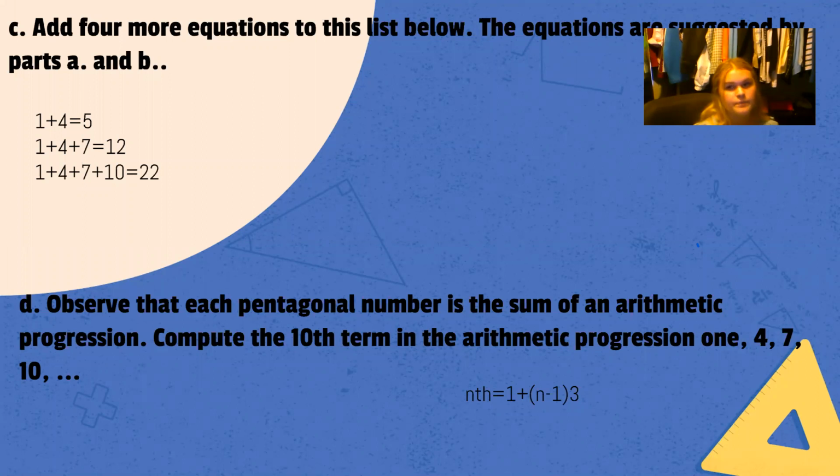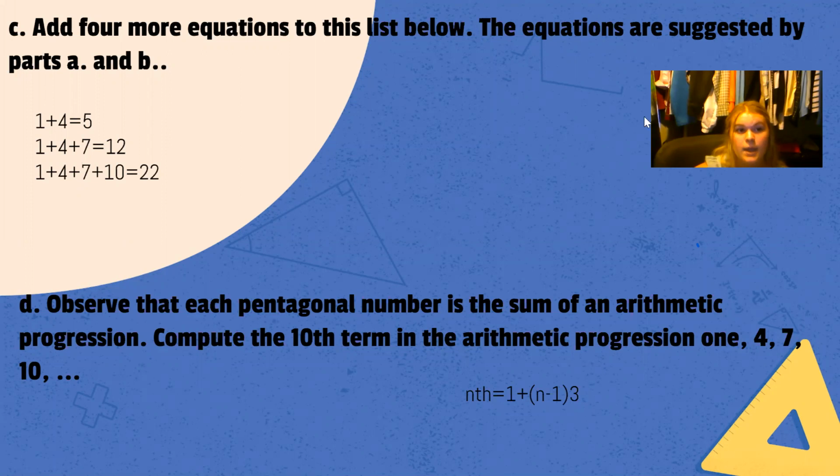Alright, part C. Add 4 more equations to the list below. These equations are suggested by part A and B. Okay, so again, we're just adding more equations. So it's giving us left off on 22, that pentagonal number, and we are going to add the next one. So we left off for 10 on this last equation here. So we would add the next 3, which would be 13. So 1 plus 4 plus 7 plus 13, and that would get our next number, and so on.